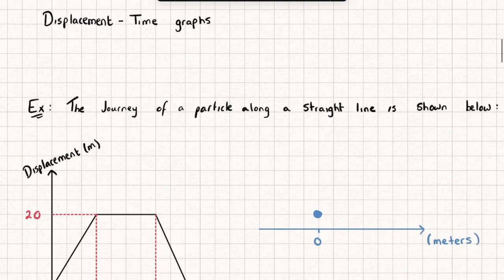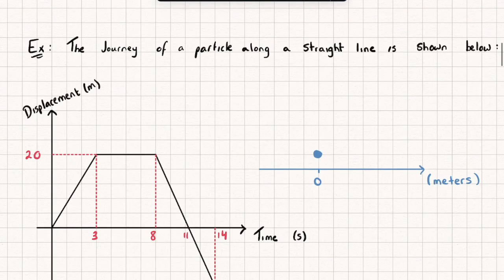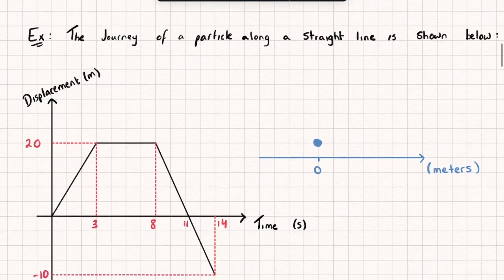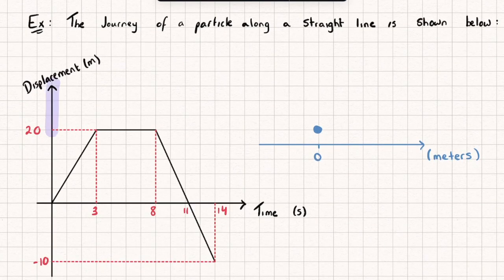So let's look at this first question. It says the journey of a particle along a straight line is shown below, and we've been given this following displacement time graph. Now notice we have the displacement, which is measured in meters along the y-axis, and then we have the time that's passing measured in seconds along the x-axis.